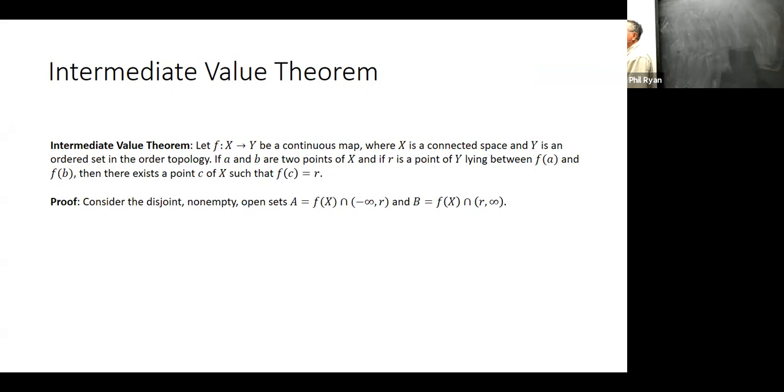So what does it mean for it not to be a separation? Well, it's almost a separation, right? It's just missing f of X equals R. So therefore, there must be something missing from A and B, because A union B is not the entire f of X. So since that's not empty, that means there exists a C such that f of C equals R.